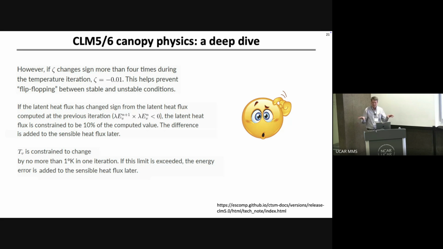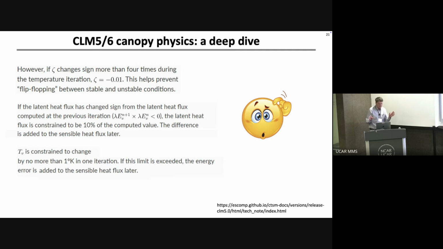You say the atmosphere, we don't know what the right one is, whether it's stable or unstable. We're just going to set it to neutral values. Well, that completely changes your answer right there. If the latent heat flux changes sign during this iteration, you set the latent heat flux to 10% of the computed value and add that energy to the sensible heat flux.